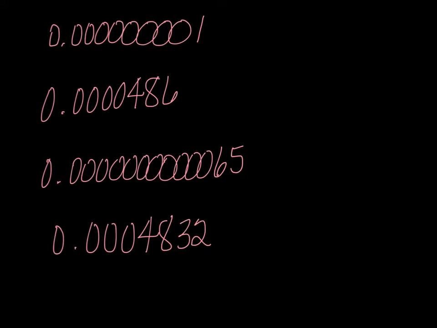So let's start counting. We have 1, 2, 3, 4, 5, 6, 7, 8, and 9, because we stopped there. So we have 9. Now, since there is no other number behind that 1, it would just be 1 times 10 to the negative 9 is how we would write that. Okay? Now let's do the next one.